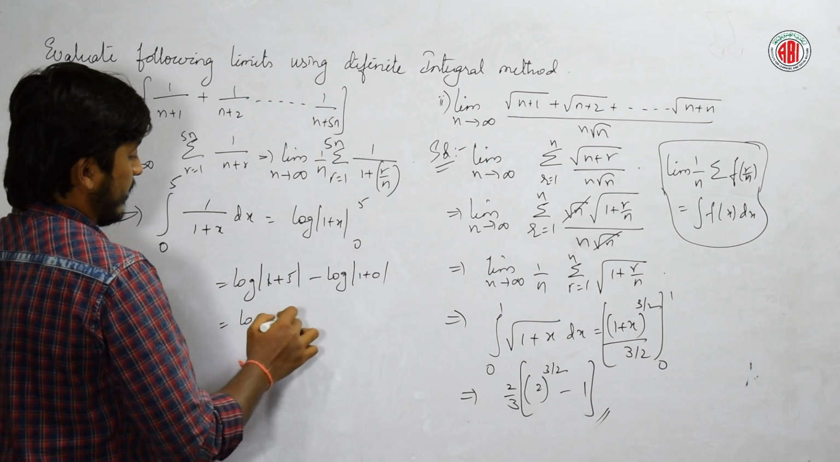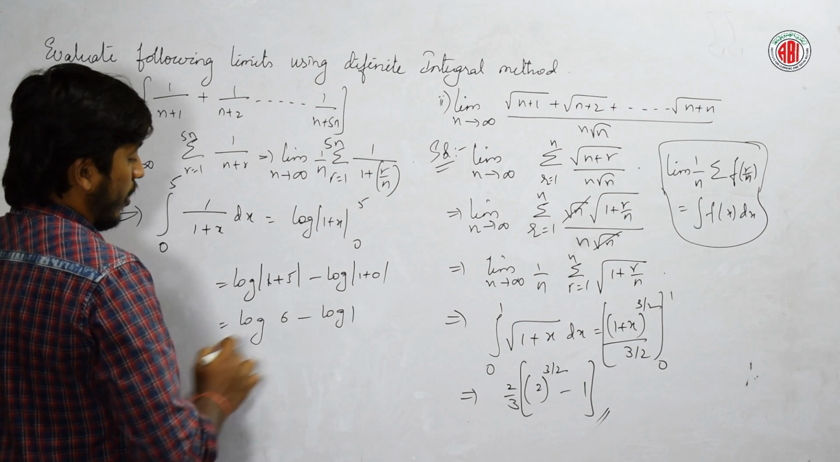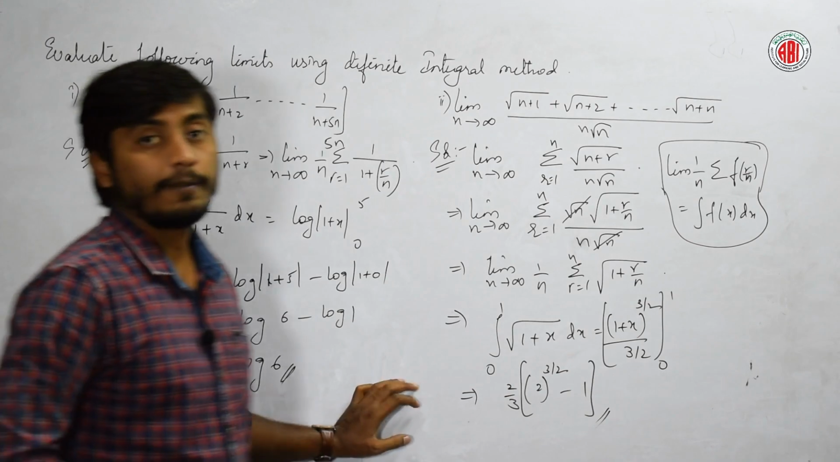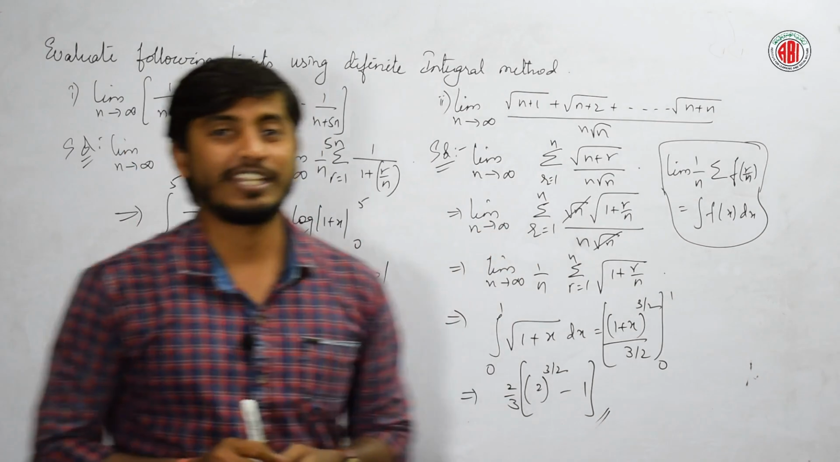This is log 6 minus log 1. Log 1 is however 0, so I will get log 6. Is it clear? Did you understand? Shall we move on to the next problem?